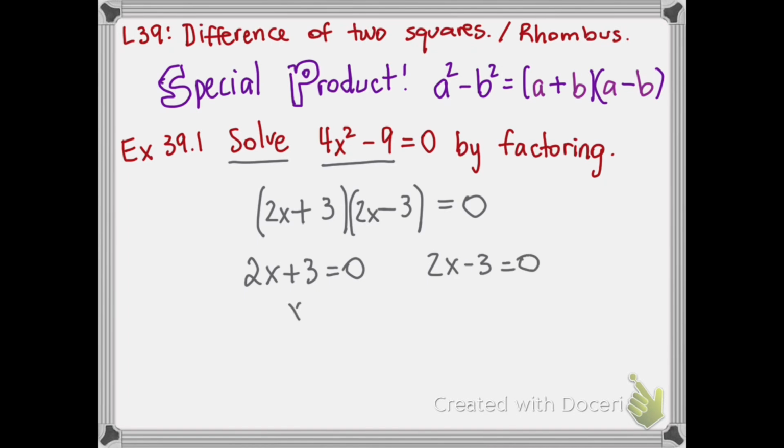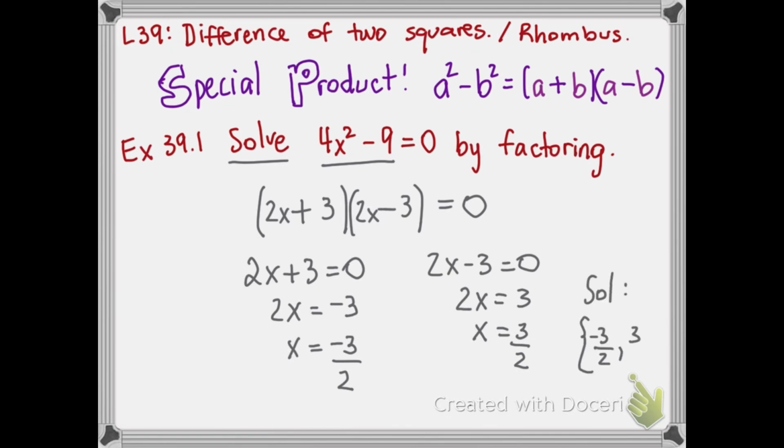And so I pass the 3 to subtract, and then the 2 to divide. And the answer is negative 3/2. And then we do the same here. We pass the negative 3 to add and the 2 to divide. So it's 3/2 positive. And remember, we give our answer inside of braces to say what is the solution set. And that's it. Pretty simple lesson.